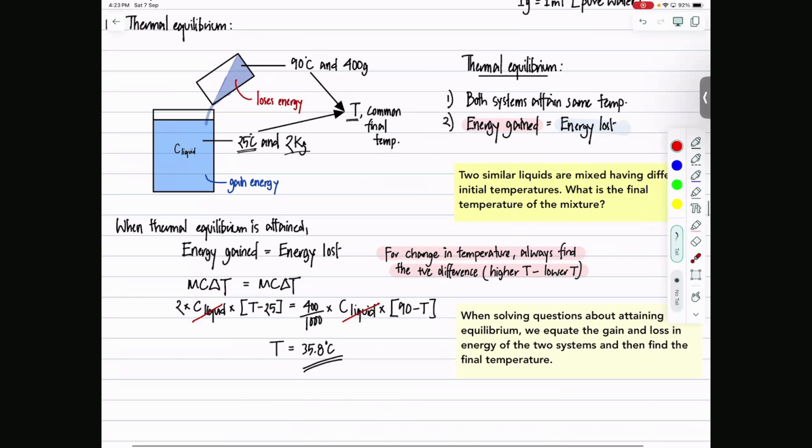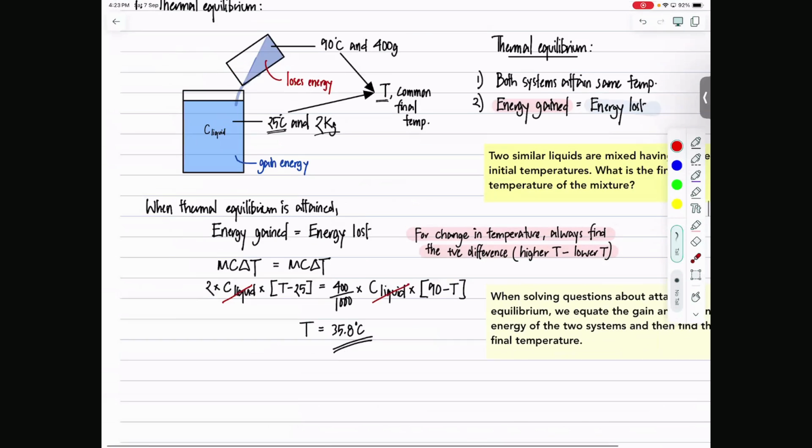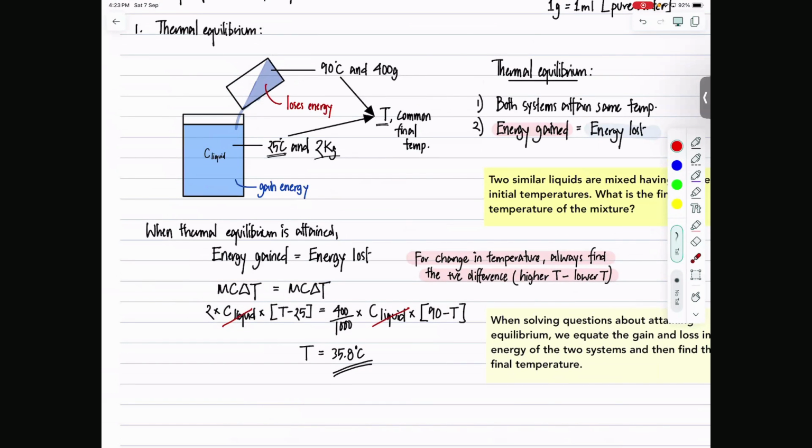So when it comes to equilibrium questions, there is only one thing that you need to be careful about: they both must attain what temperature at the end? Same. And it is achieved through one system gaining energy and the other system losing energy. That's how it works, right? So who's going to gain energy? Obviously the one at lower temperature. And who's going to lose energy? The one at higher temperature.